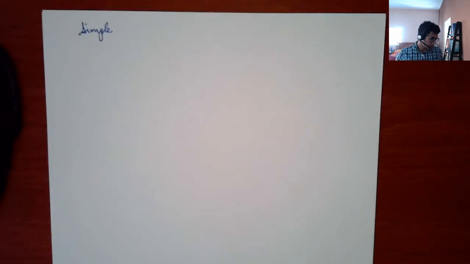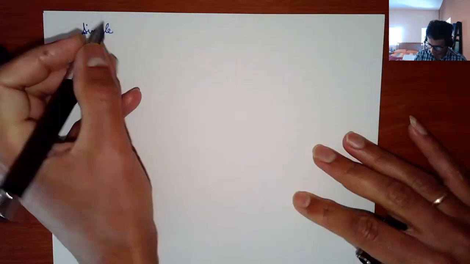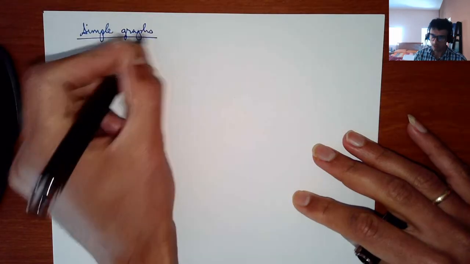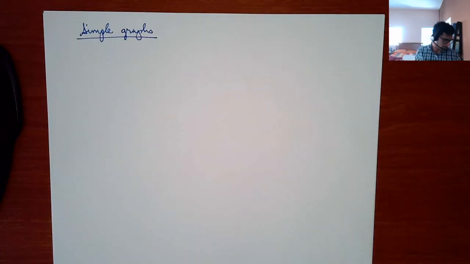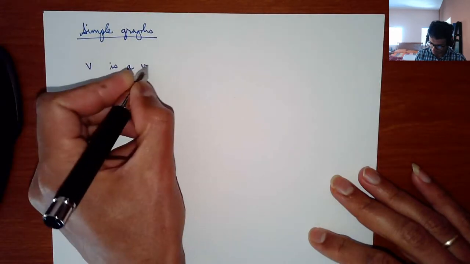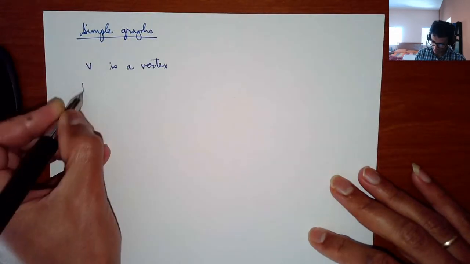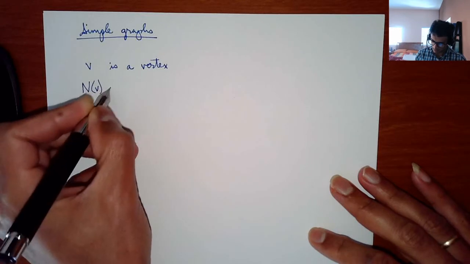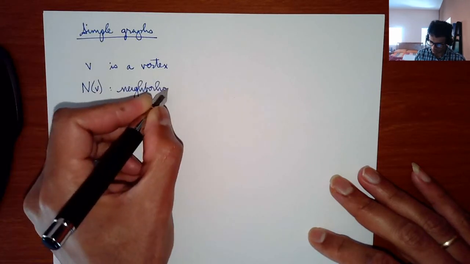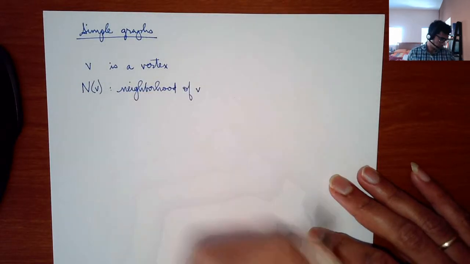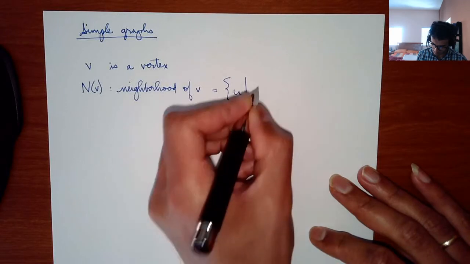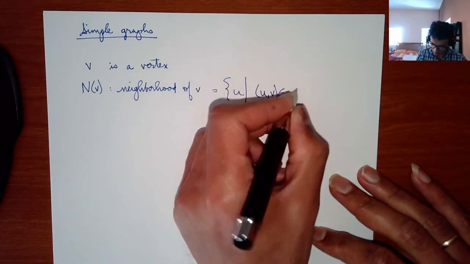So I want to look at simple graphs. Let's focus our attention on that. And so V is a vertex. N of V we'll use to denote the neighborhood of V. So what is the neighborhood? This is just a set of U such that UV is in E.